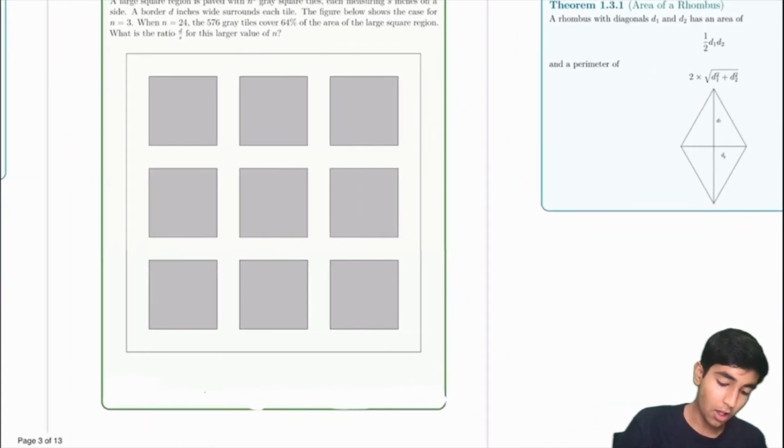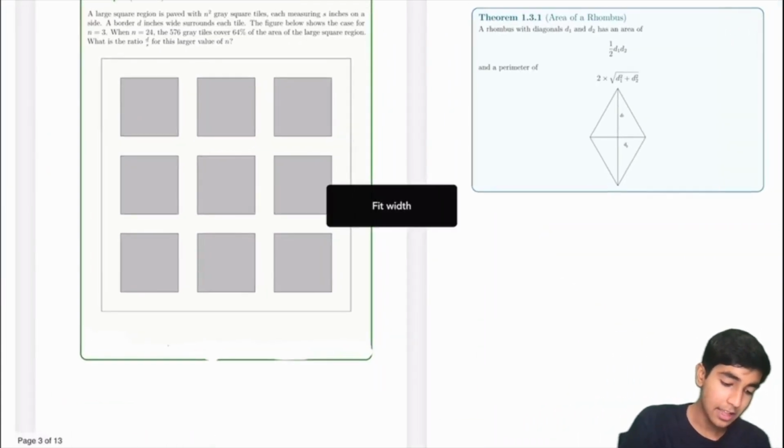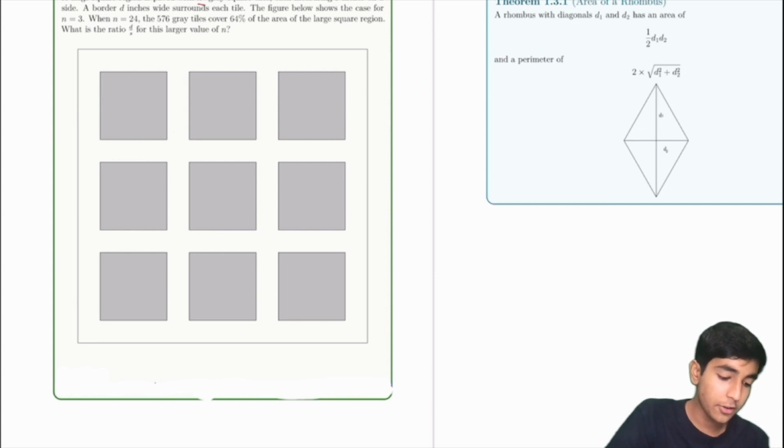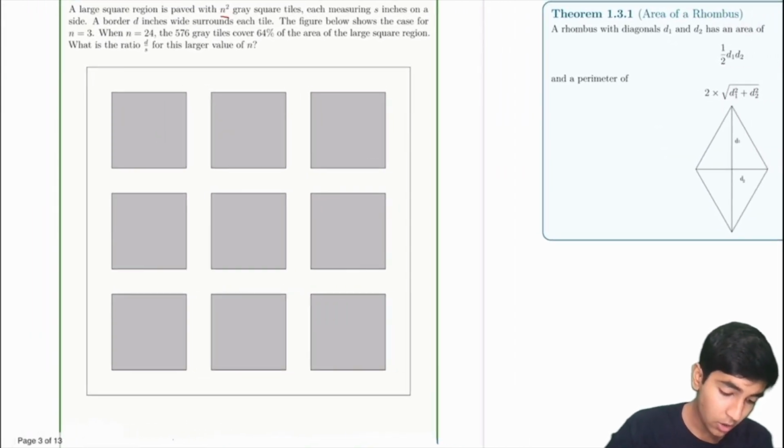Now let's solve an application of this seemingly simple concept. A large square region is placed with n squared gray tiles, each measuring s inches on a side. A border d inches wide surrounds each tile. The figure below shows the case for n equal to 3.